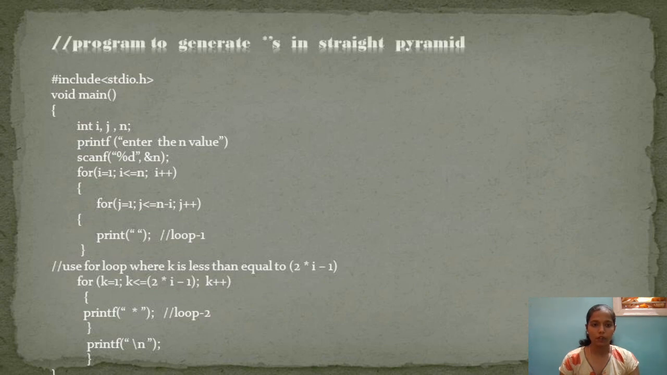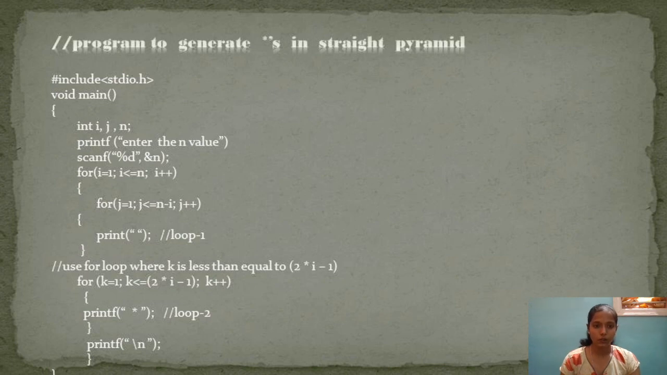And next comes the for loop. i is equal to 1, i is less than or equal to n, and i increment. Here all three expressions come in a single line, that is called a for loop, and here i increment helps to increase the i value in the next iteration. And next comes the for loop. This is a nested for loop which comes inside the for loop.